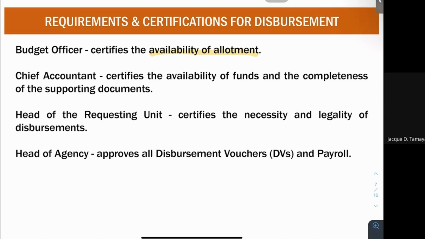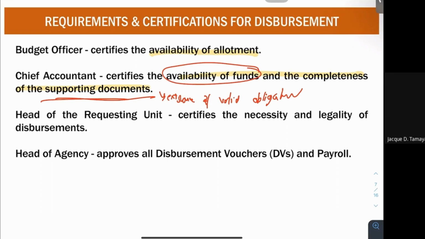What will the chief accountant certify? It will certify the availability of funds and the completeness of the supporting documents. Why? What did we say a while back as a basic requirement? There must be an existence of valid obligation. Okay. So when can we say there is a valid obligation? If the funds are available for that and the supporting documents are also available for that. Remember that as a basic requirement a while back?